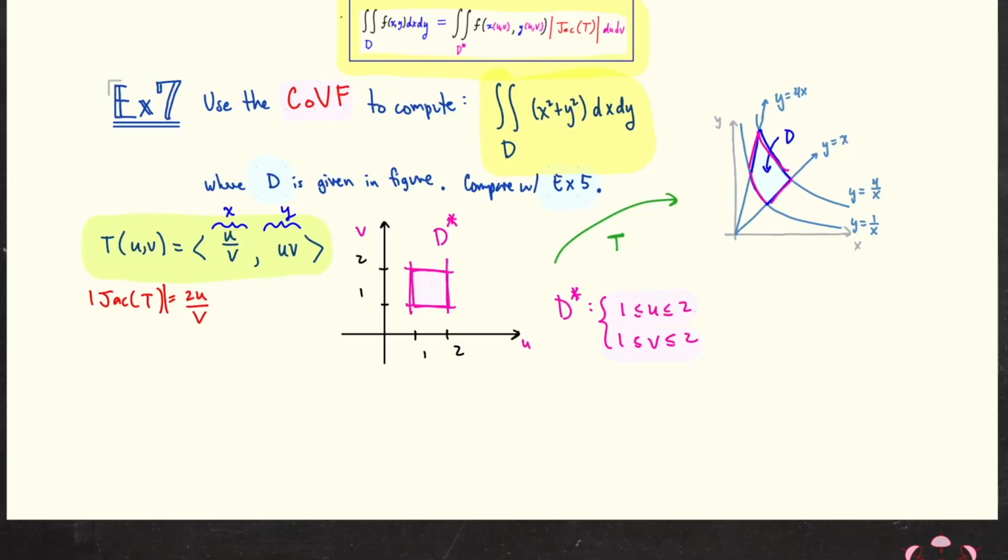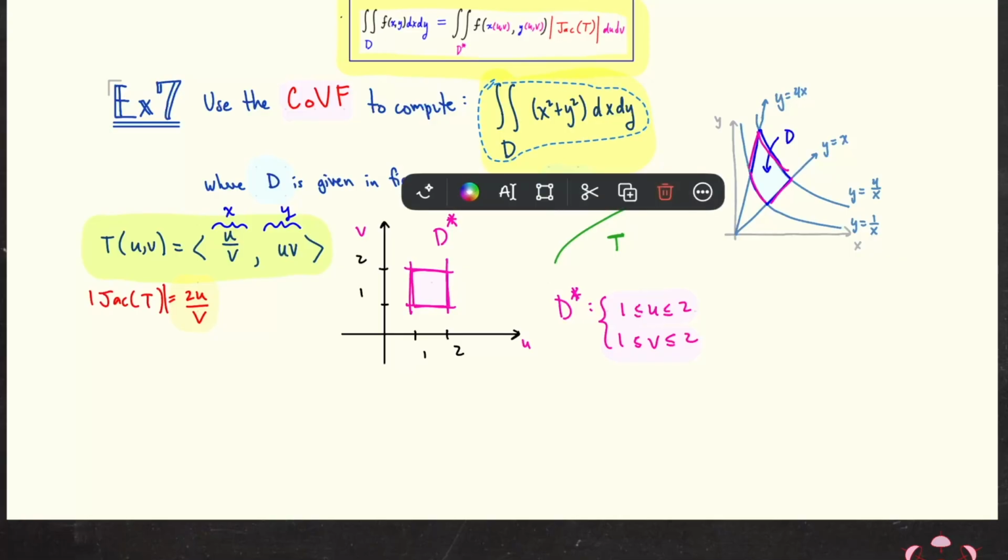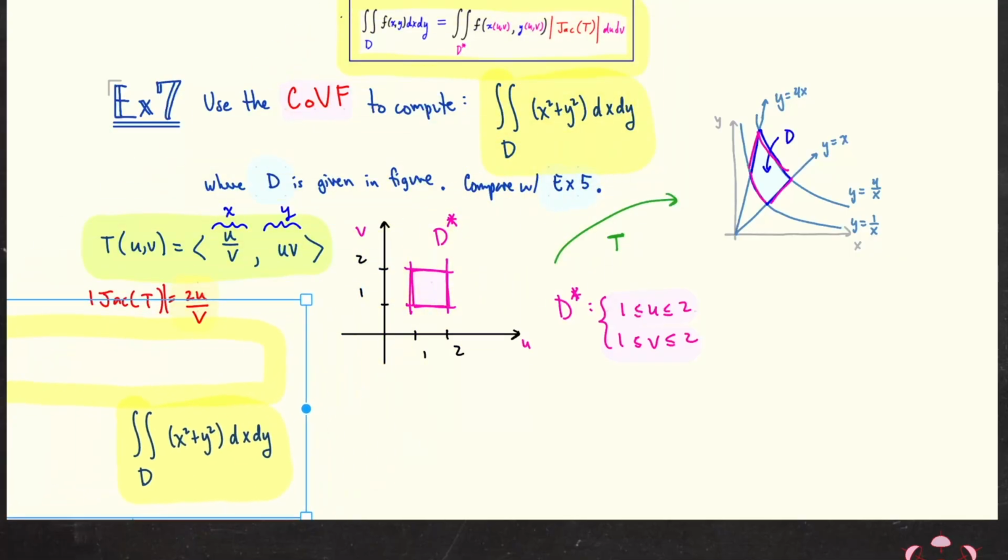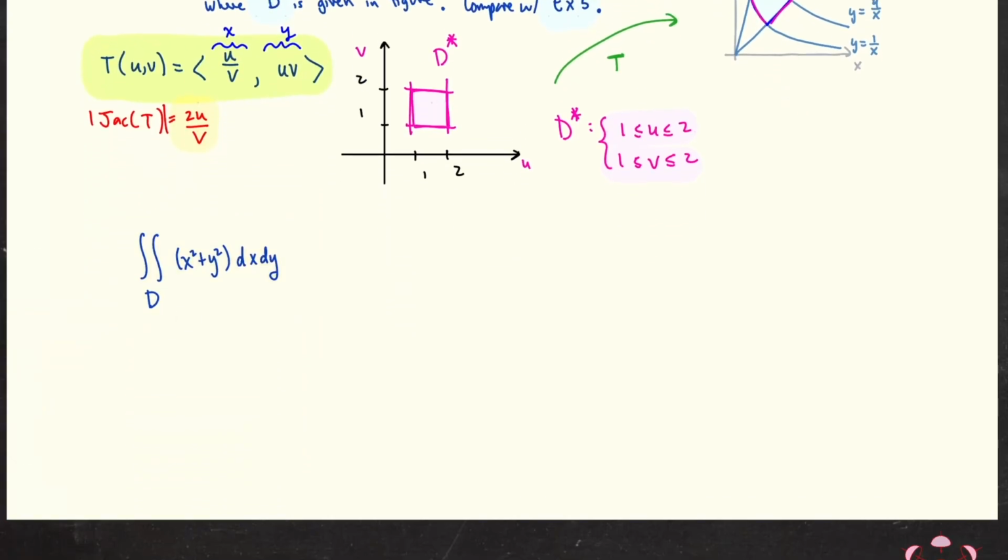Okay, so we also calculated the Jacobian in that example, and we got that the Jacobian of T was 2u divided by v. Keep in mind, u and v are both positive for the domain of integration here, so I don't need absolute values. Okay, so cool. I think we've got all of our ingredients, so we should make quick work of this calculation. So let's see what we have to do. Okay, so this is the integral we'd like to calculate.